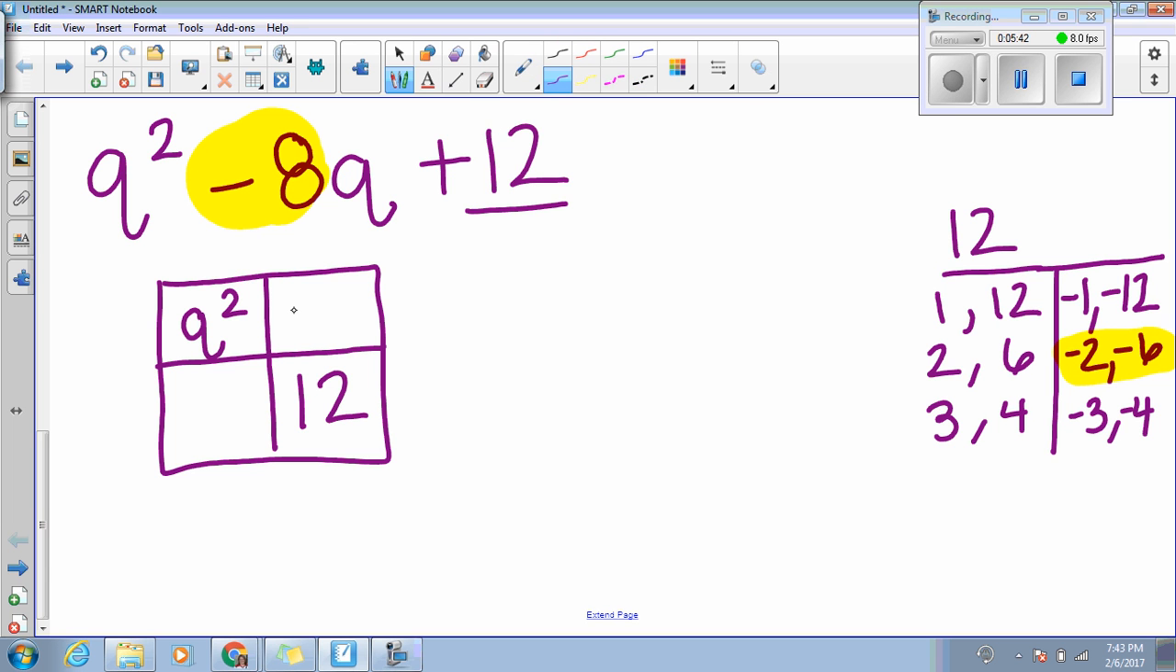I go over here and I do -2x, and I do -6x. Oops, those should be q's. Got to keep your variable all the same.